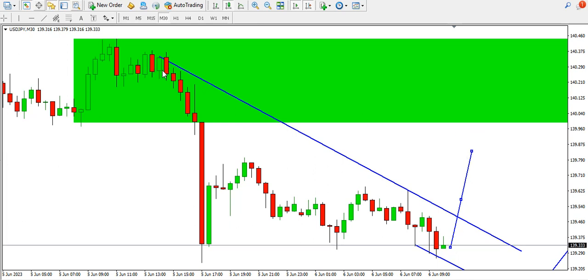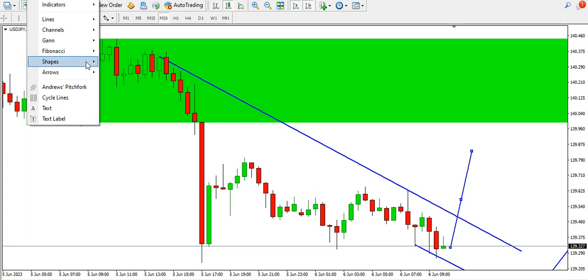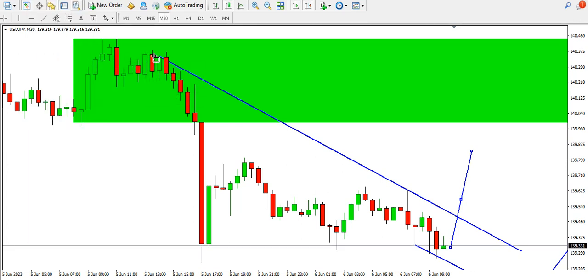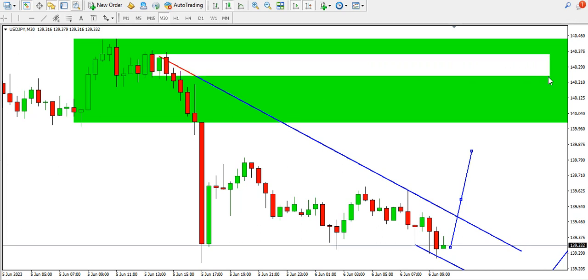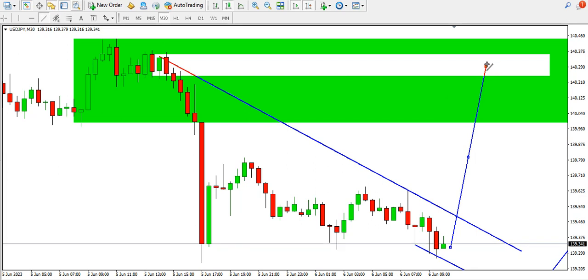But this particular order block might serve as a supply zone to price. So if buyers are able to step in and push price up, we might see price getting to this particular level before dropping, for the range to continue.